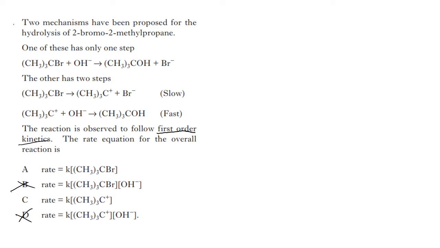These next two, we've got our (CH3)3CBr, and the other one we've got our (CH3)3C+. Well, our rate has to involve a reactant. Now, our slow step is always going to be our one that determines our rate. And in this, the reactant is that. So A is going to be our answer. So that is going to be our answer, A.